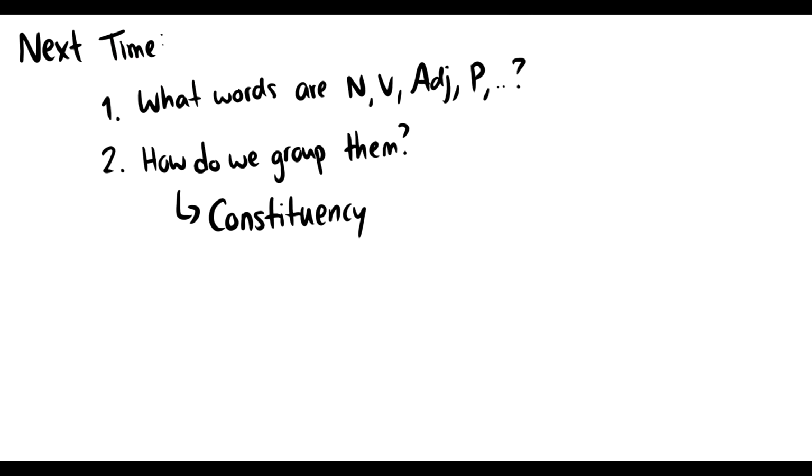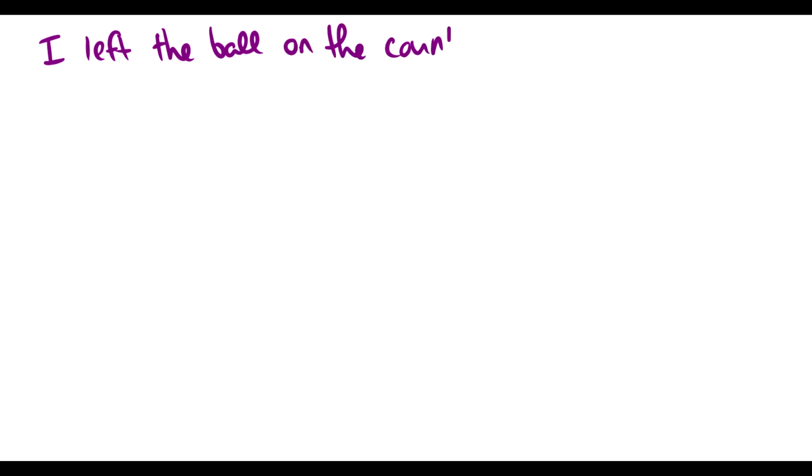That's pretty much all for it now. Next time we're going to talk about what words are for nouns, verbs, adjectives, prepositions, and how we group them. Now the reason we're not doing trees hardcore right now is because we need to learn how we group the words together properly, and that's called constituency. Once we do constituency, we can go a little bit more in depth with trees, but for now, just intuitively, try to make a sentence or a tree for I left the ball on the counter. In fact, I'm going to do this with you right now.